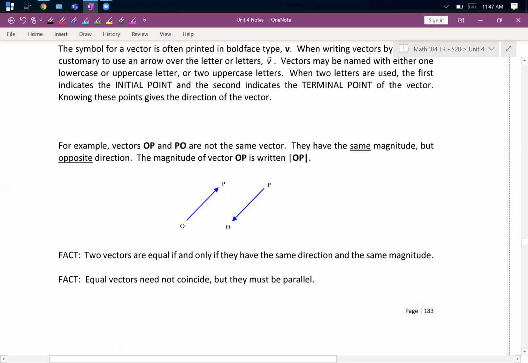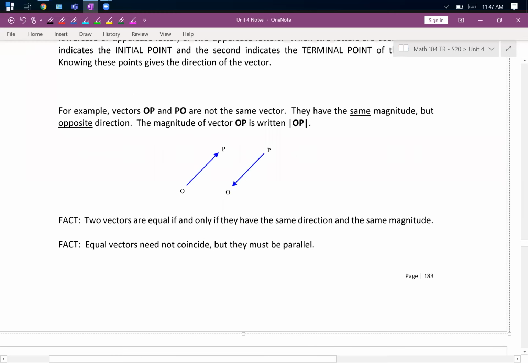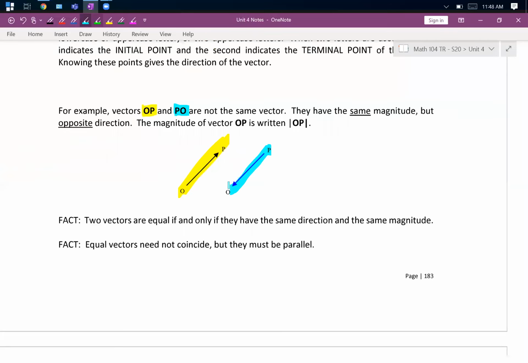So for example, vectors OP and PO are not the same vector. They have the same magnitude but are going in opposite direction. So this first one here, this is OP because we're starting at O and then extending towards P. And then the second one is our PO because we're starting at P and extending towards O. The magnitude of a vector, and vector OP specifically here, is written with absolute value brackets around it.